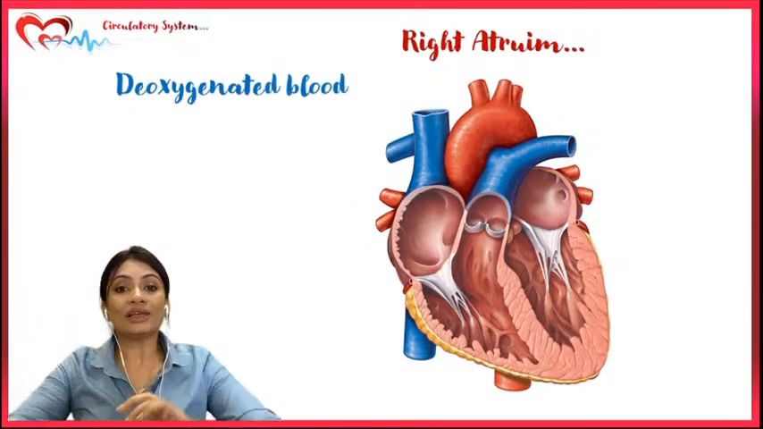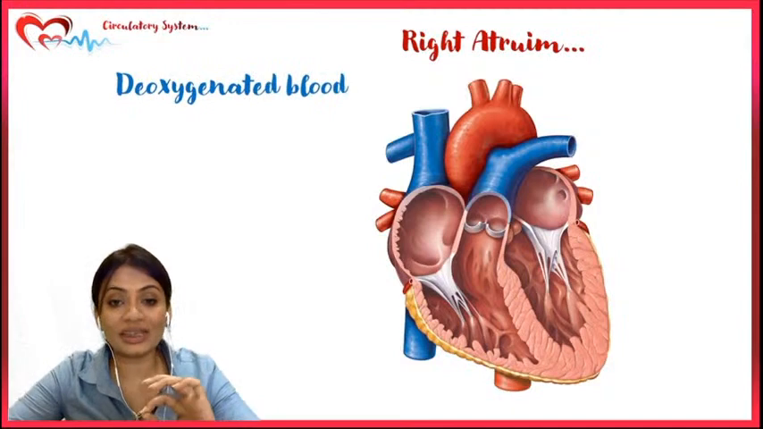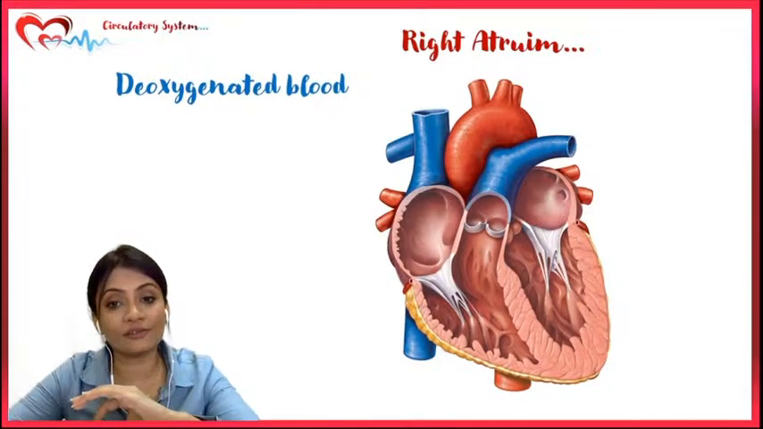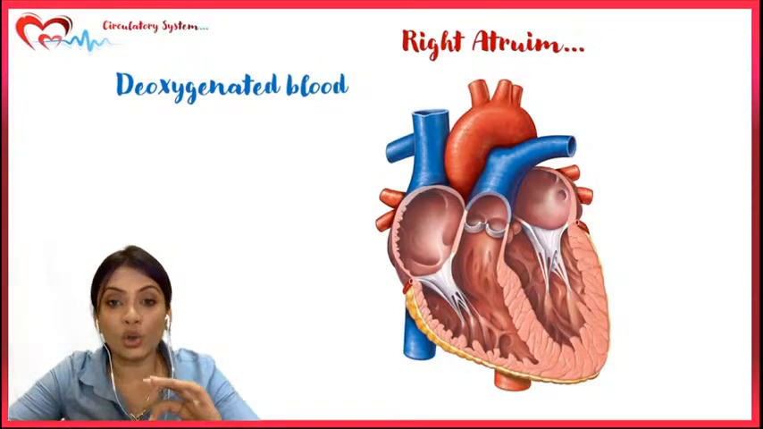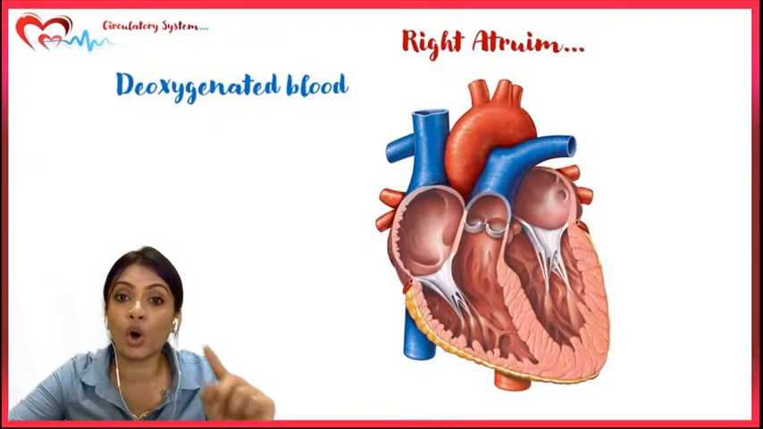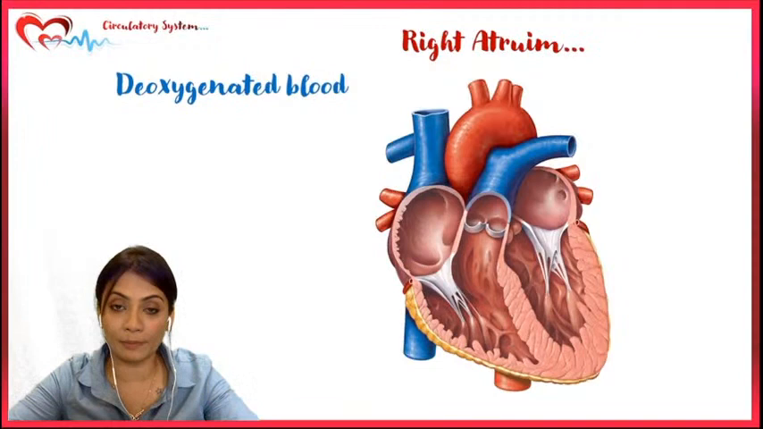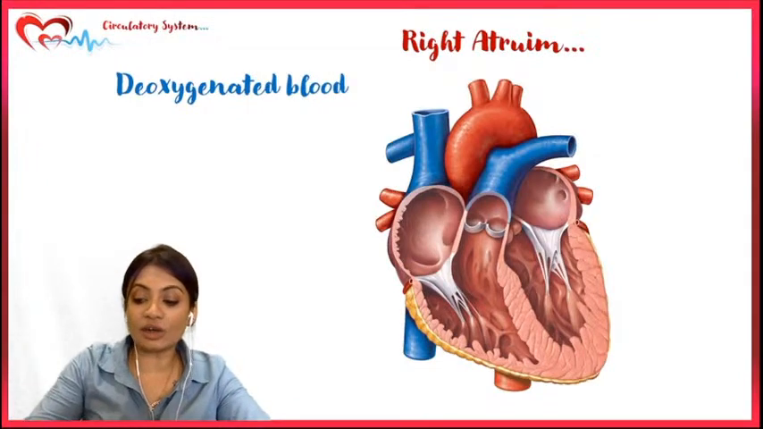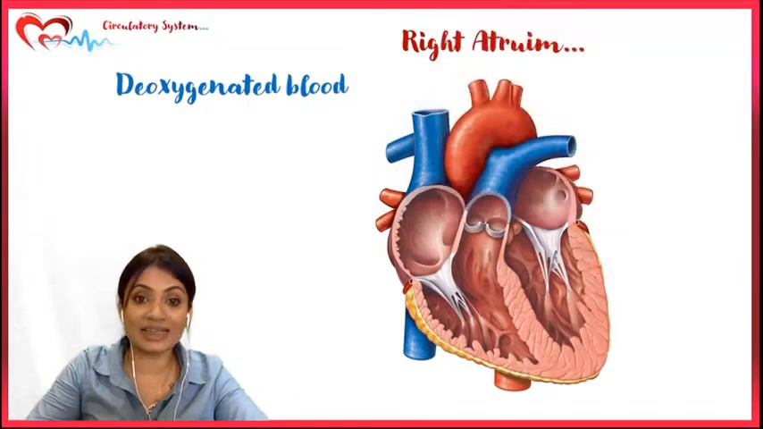Now, when we talk about the right atrium, this atrium is going to be receiving which kind of blood? Only and only deoxygenated blood. I'm talking about the hollow part of the heart, the internal part. It is going to be receiving deoxygenated blood. Where from? Let's see that.